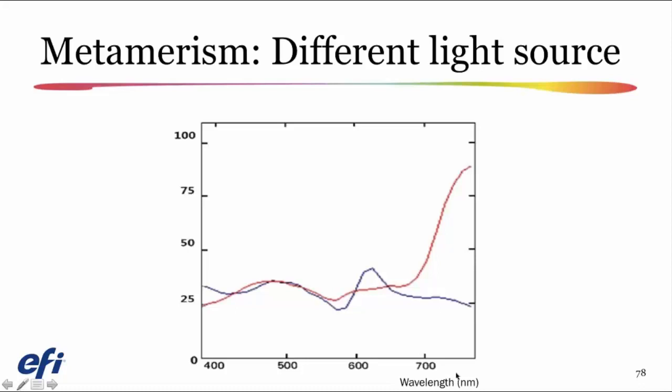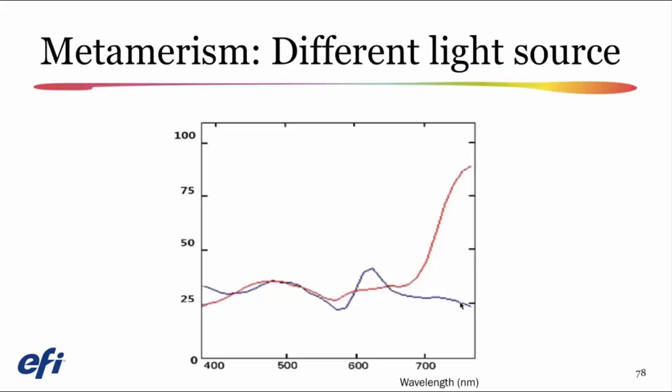So if I look at the spectral power distribution of the two colors shown in red and blue on the slide, you can see that spectrally they're very different colors. They're not what we would call an invariant match, where the plots of the spectral power distribution would be identical. Now let's consider an example where I put these two samples in a light booth.